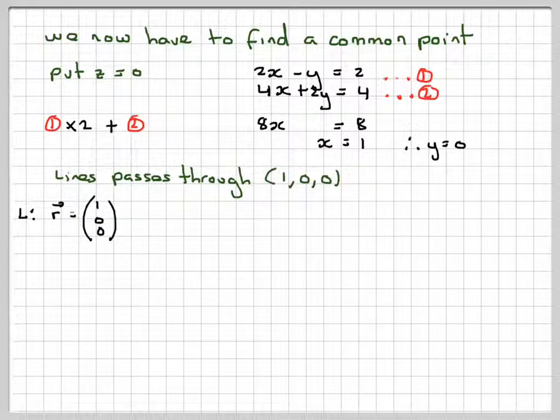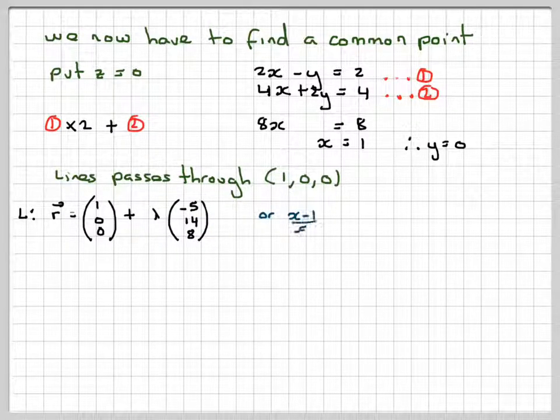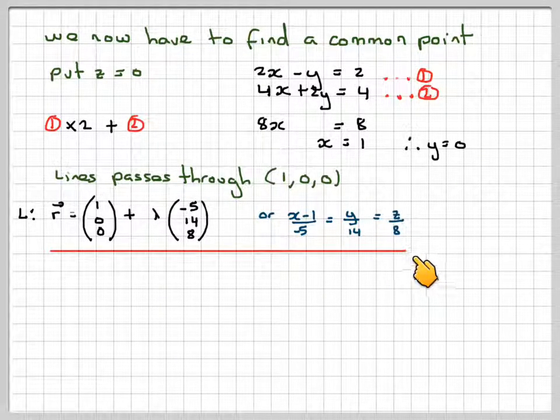and therefore the vector equation will be r equals (1, 0, 0), the point, plus the direction vector, which I found from the cross product, (minus 5, 14, 8), or in Cartesian form, (x minus 1) divided by minus 5, y divided by 14, equals z divided by 8.